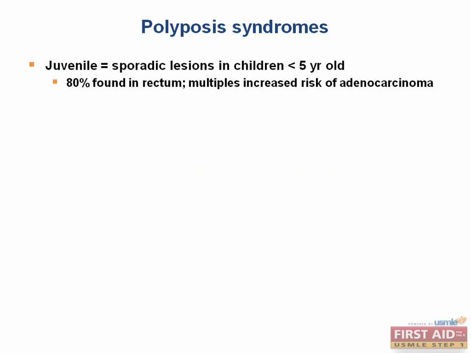Juvenile polyps are sporadic lesions in children under 5, and fully 80% are found in the rectum. If there is just one, it's not malignant. On the other hand, when multiple are found and juvenile polyposis syndrome is diagnosed, there is a risk of adenocarcinoma.